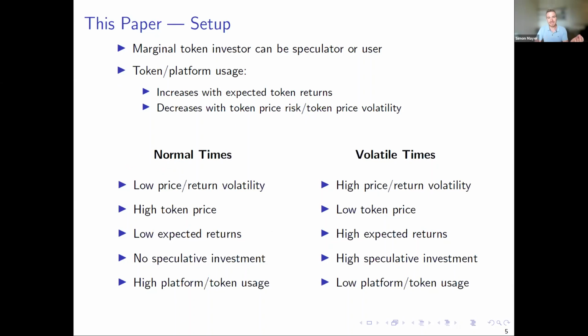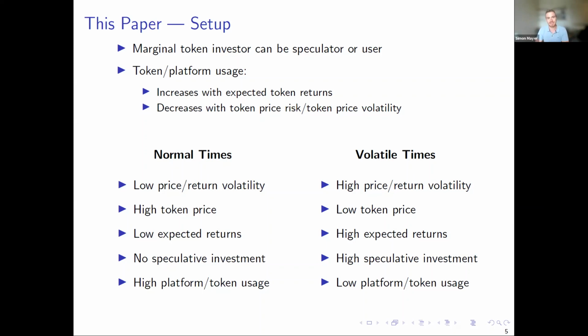In the model, there are normal times and volatile times. In normal times, token price volatility or return volatility is low. As a result, users value tokens as a transaction medium, which leads to a high token price. Because the token price is relatively high, the expected token returns, or the expected token price appreciation going forward, is relatively low. And a low expected token return implies that this token is not a good investment for speculators. So in normal times, there is no speculative investment. As there's no speculative investment, users take over and there is a high token or platform usage.